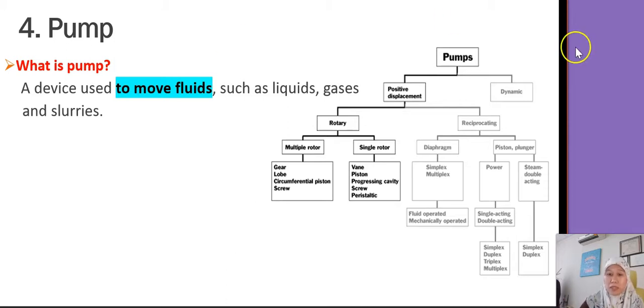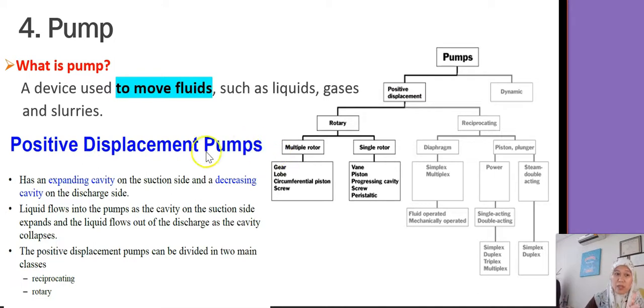Okay, in pumps we have groups. These groups are differentiated by the characteristics of the pump. The main ones are positive displacement and dynamic. We are focusing on positive displacement. Positive displacement means the fluid goes from one side to another, starting from the inlet, the suction side, and then going out through the decreasing cavity to the outlet, the discharge. Positive displacement is divided into two more types, rotary and reciprocating.